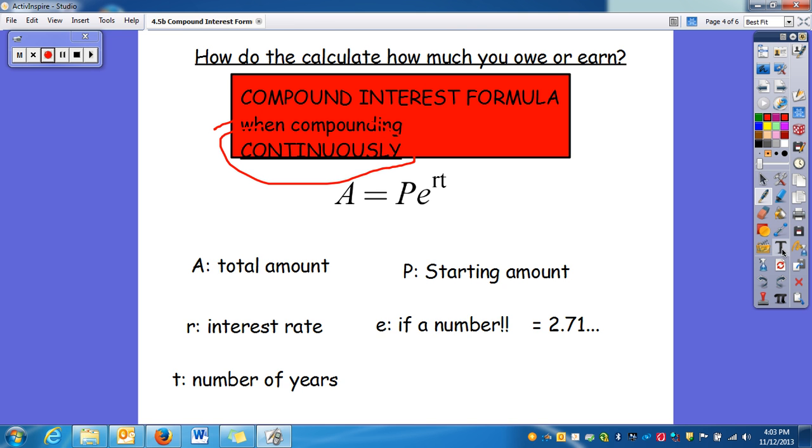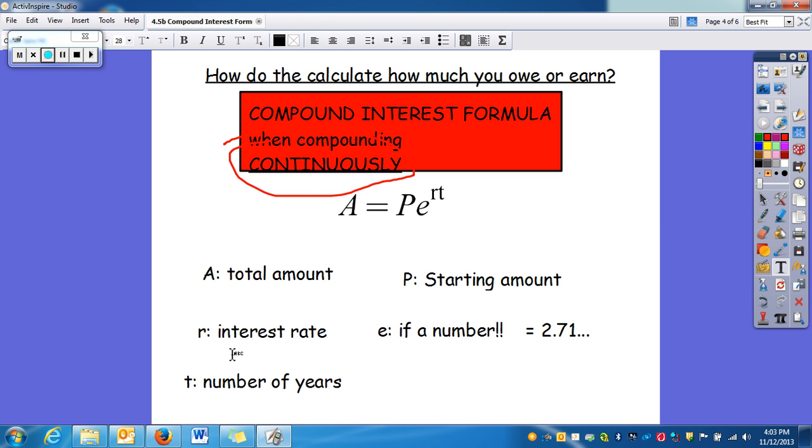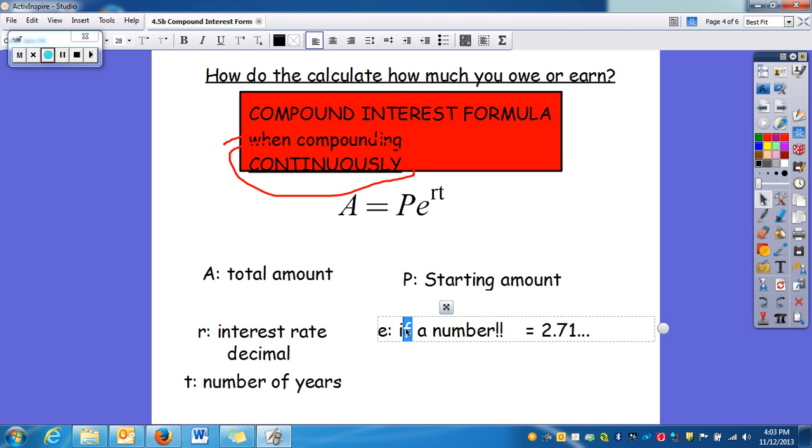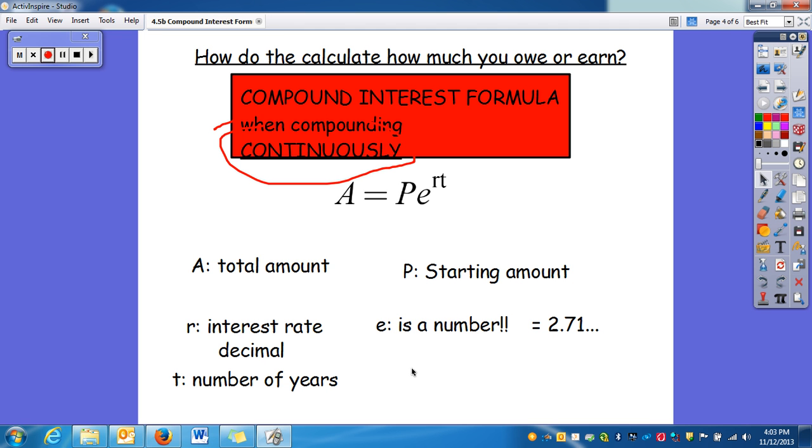R is your interest rate, which again, you want as a decimal. And then E is a number. It's actually a mathematical number. I know it's weird to say a letter is a number, but E is an actual number, and it's like 2.71, and then there's more to it. Kind of like the number pi. Pi is the number 3.14. E is also a number, and it was a number that was discovered just for banking. And then T is the number of years. So again, you do not have to memorize this formula, but you do need to know what all those letters stand for.